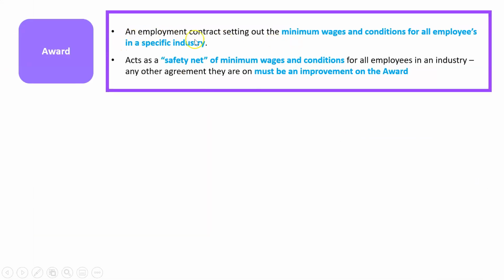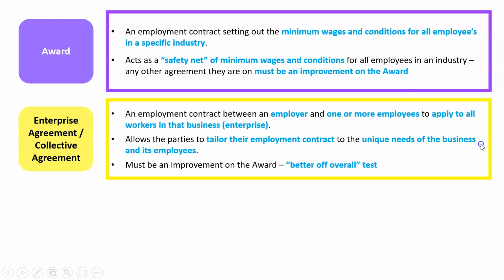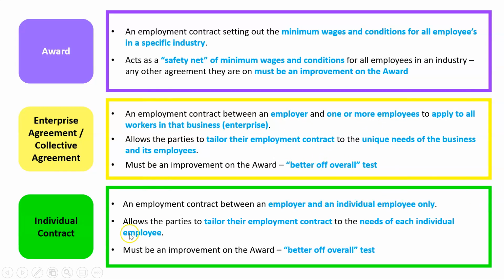Award is for all workers in an industry. It acts as a safety net of minimum wages and conditions. Any other contract's got to be an improvement on that. Enterprise agreement is between one employer and their employees, and it's got to be better off overall. And an individual contract is just between an employer and one individual employee, and again, it's got to be better off overall.